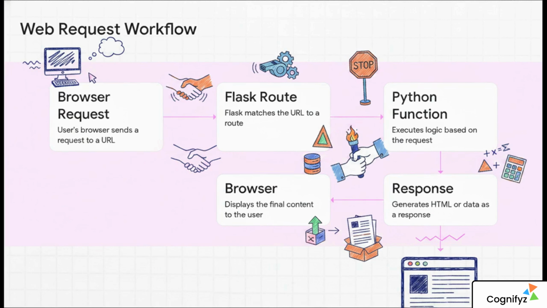And this workflow brilliantly illustrates the invisible handshake that happens every single time you click a link on a Flask-powered website. Step 1. The user's browser sends a request to a specific URL. Step 2. Flask acts kind of like a traffic cop. It looks at that URL and says, I know exactly which route handles this. Step 3. Flask passes the baton to a specific Python function that you wrote. Your code does its magic, maybe checking a database or running a calculation. Step 4. Your function spits out a response, like some HTML. And finally, Step 5. Flask packages that up and sends it right back to the browser. That's the whole shebang, laid bare.